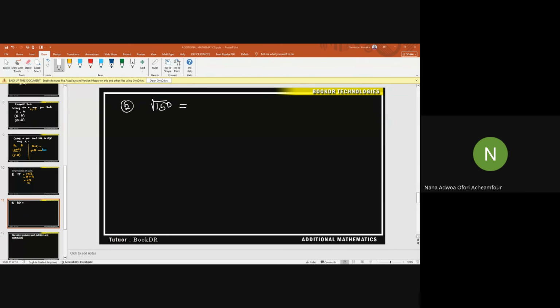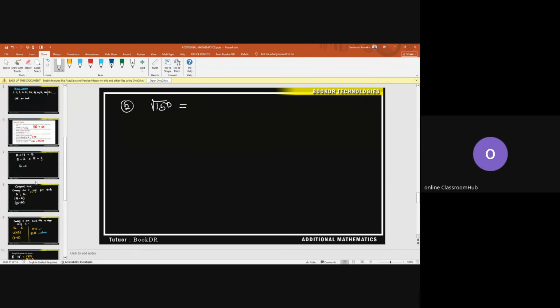25 times 6. 10 times 15. 10 is not a perfect square. I'll go for 25 times 6, but I'll not go for 10 times 15, because 10 is not a perfect square and 15 is not a perfect square.